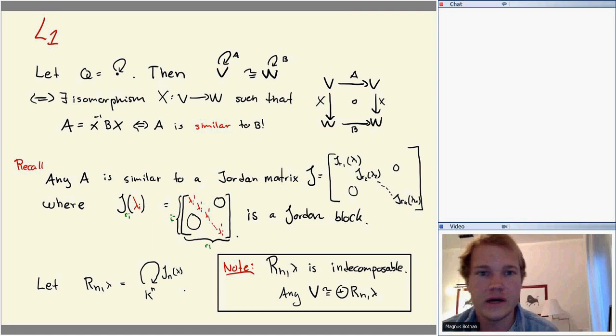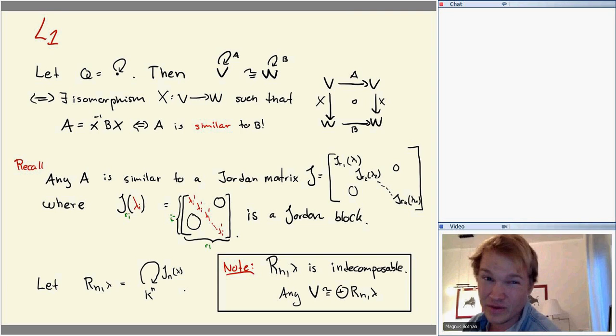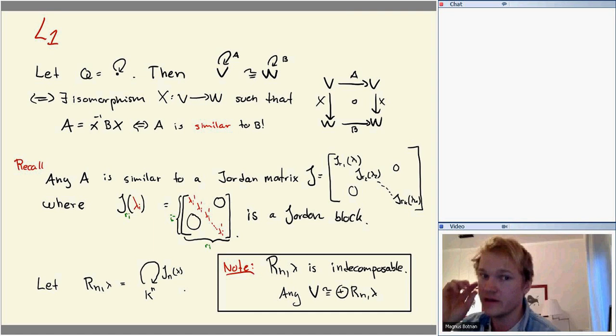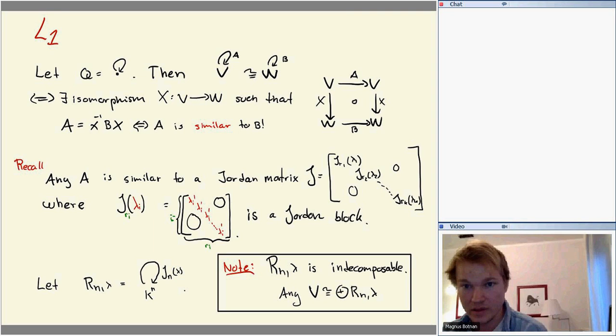Now, consider a big quiver L1. Remember that this L1 is just a single L flip. We got a question: given two representations of this L1, when are they isomorphic? By the definition of isomorphism, we see that A acting on V and B acting on W will be isomorphic if there is an isomorphism X from V to W, such that it respects the arrows.